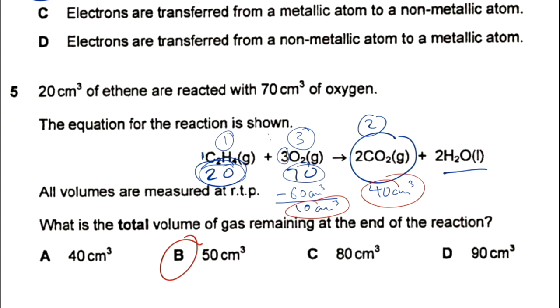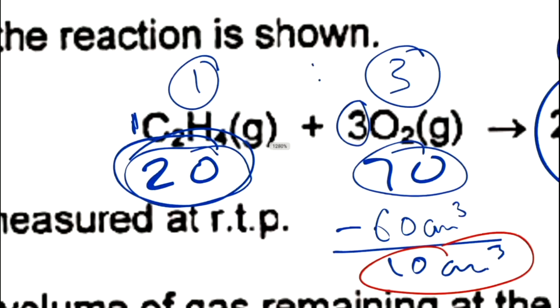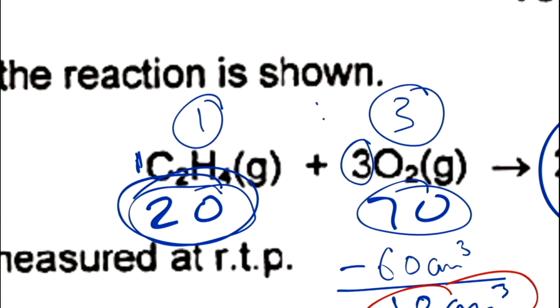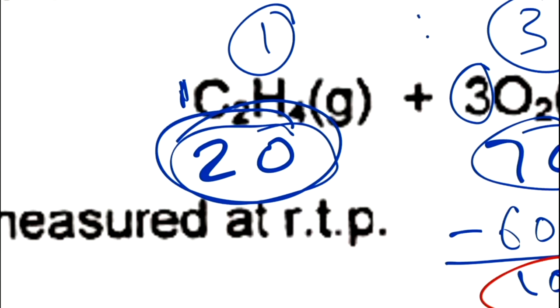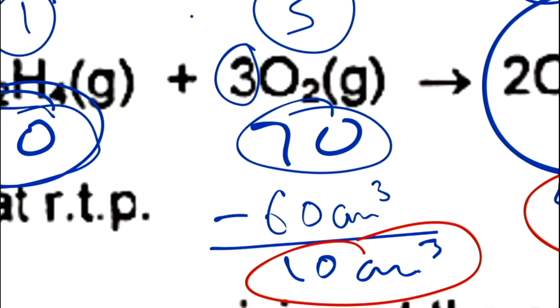But why is it 10 cm3? Why do you minus? Oh, okay. You see, the ratio of ethene versus oxygen is 1:3. So I have 20 cm cube of this, I will need only 60 cm cube.